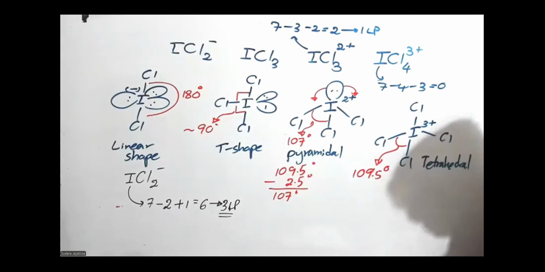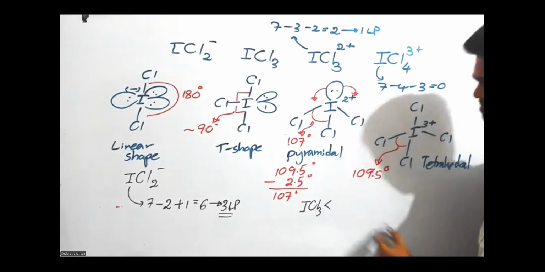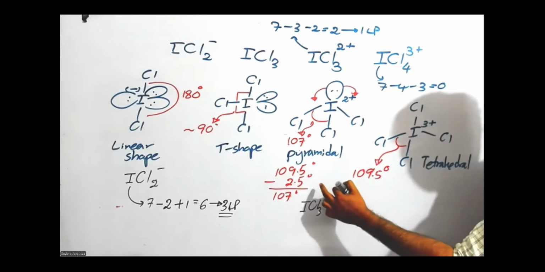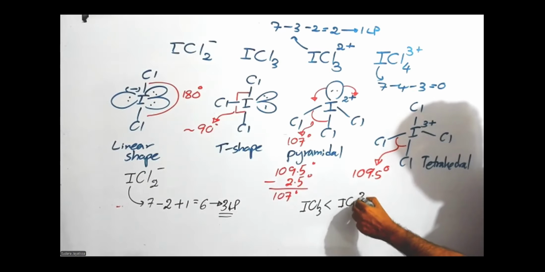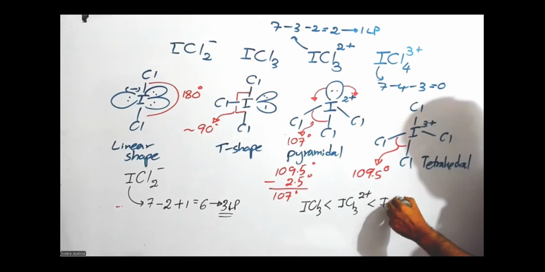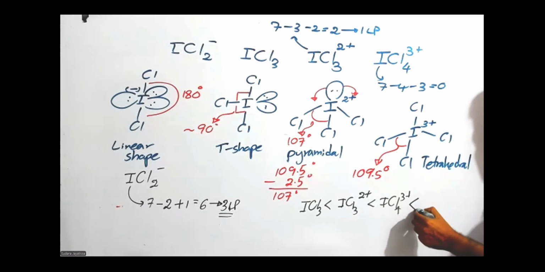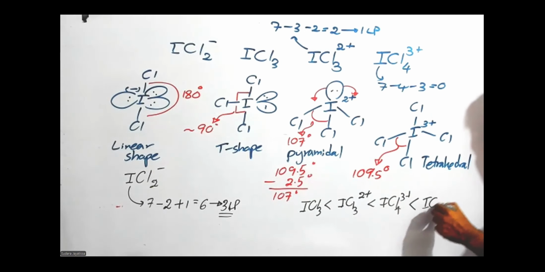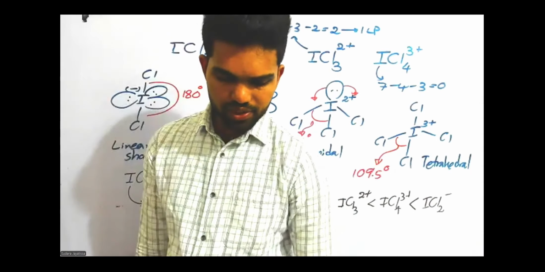If you arrange them in ascending order, let us start from ICl3, then this one, ICl3 2 plus. Then you have ICl4 3 plus. Then the largest bond angle is ICl2 minus. Shall we go to the next one?